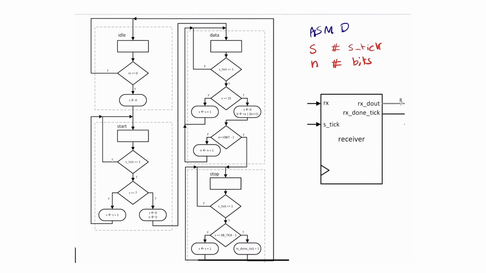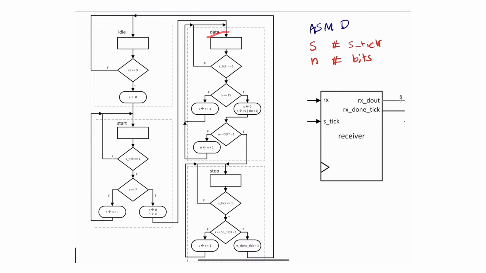Okay, so we received some data in here. So this is the data state. And in the data state, I'm also asking for the S tick because I'm trying to detect the middle of that particular data bit that I received. Then you stay in it, and instead of S equals 7, I'm asking S equals 15, because now I'm going from 0 all the way to 15, which is 16 exact ticks. And if I'm not at 15, I'll just add 1 to S.